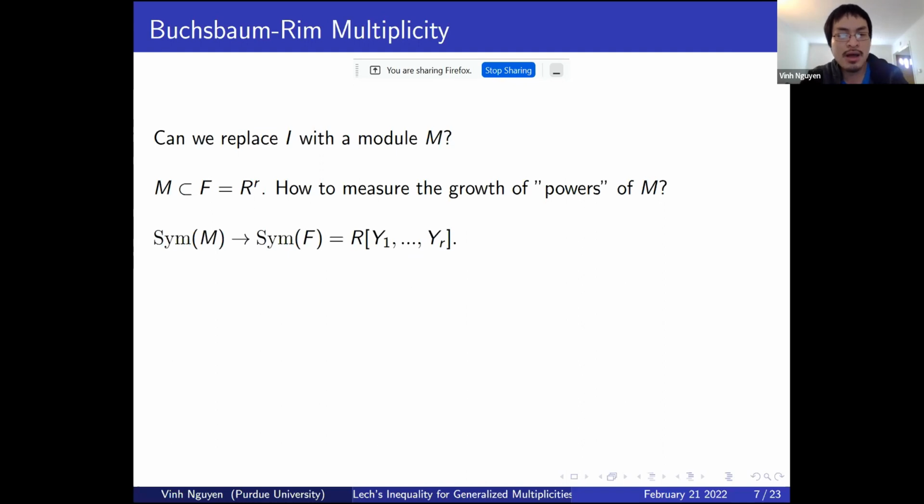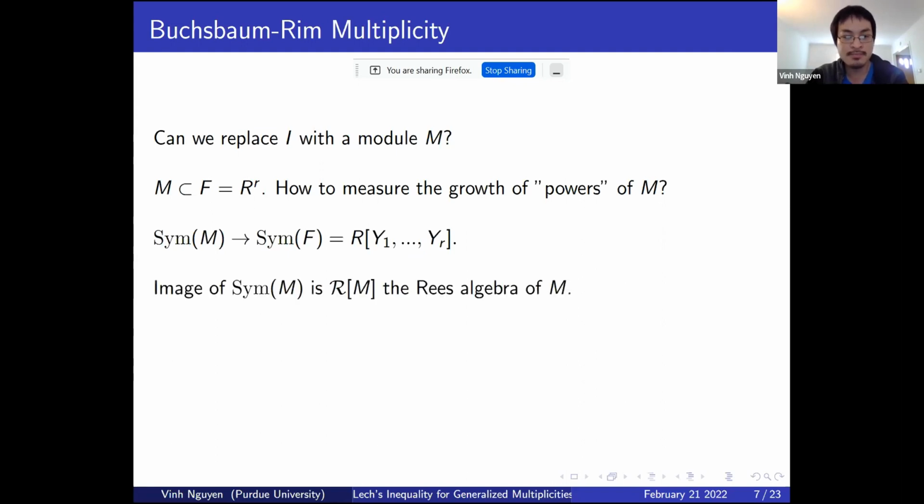To do so, let's look at the induced map from the symmetric algebra of M to the symmetric algebra of F. Just note that the symmetric algebra of F is a polynomial ring in little r many variables over big R. The image of the symmetric algebra of M is called the Rees algebra of M, and we can define the powers of M as the nth degree component of the Rees algebra.